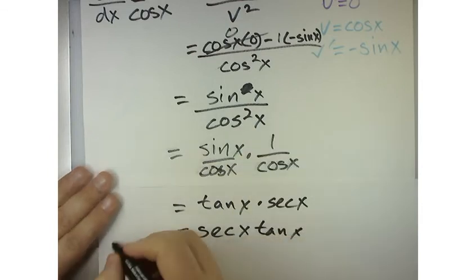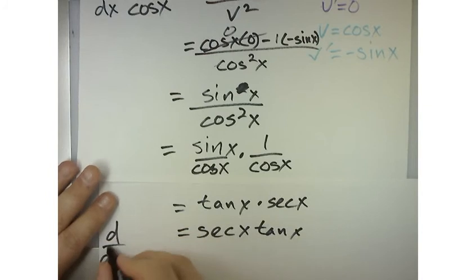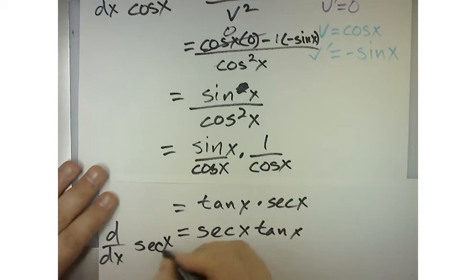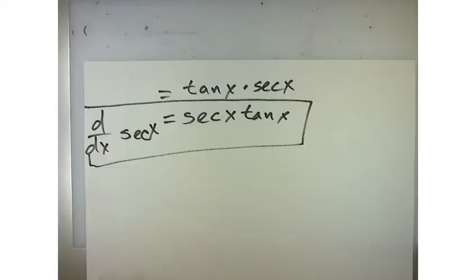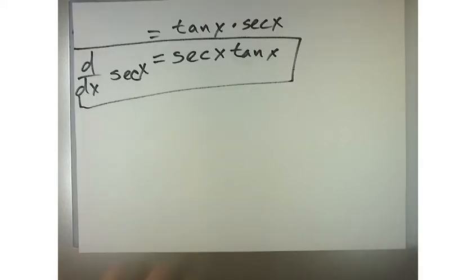And so the derivative then of secant of x is in fact secant of x tangent of x. Yeah, you want to see the rest of it?